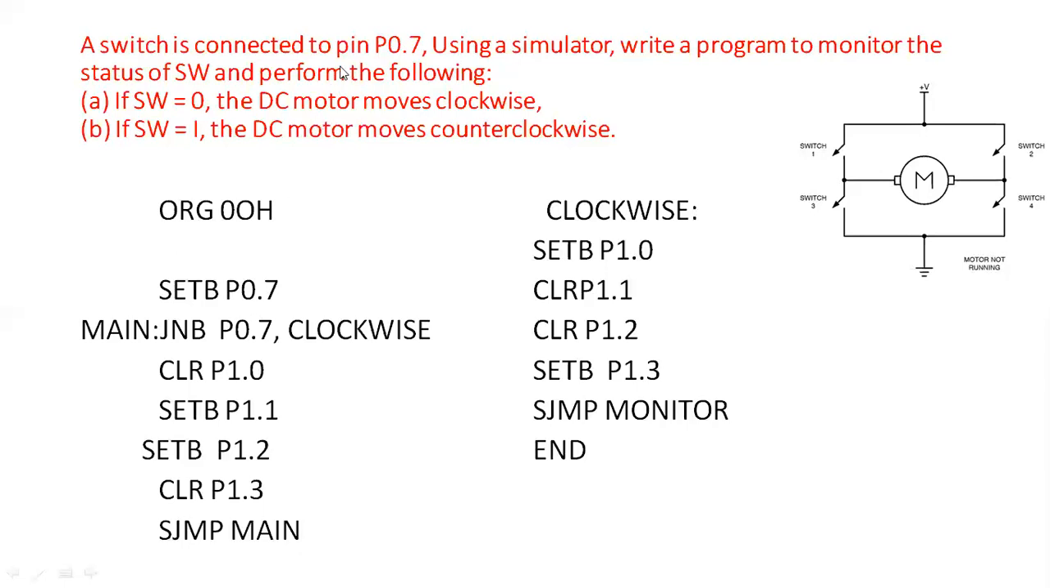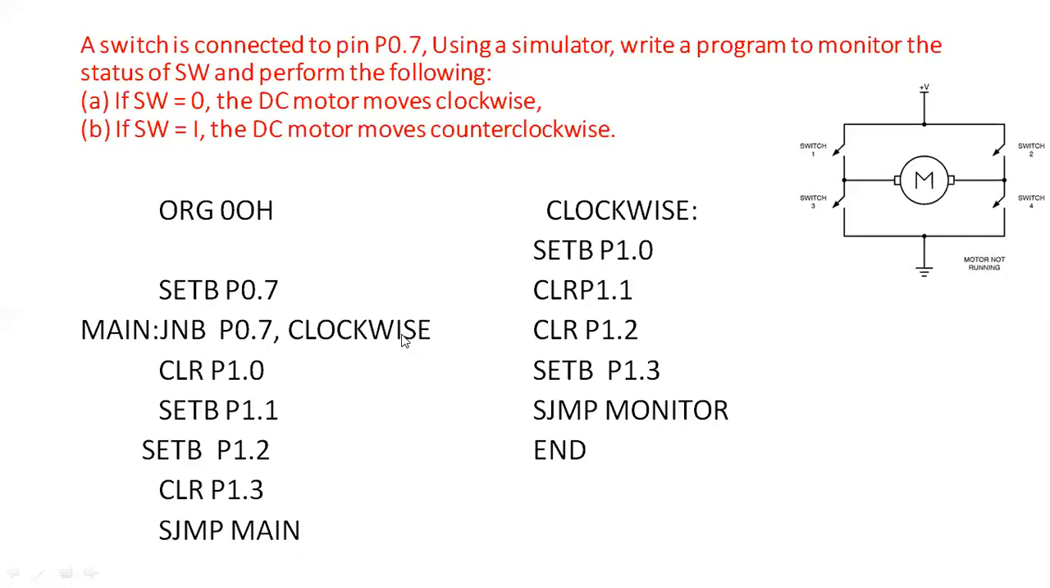Why is it SETB P0.7? It means that this pin P0.7 will act as the input pin. Okay, so I'm just setting the input pin. And JNB is an instruction. What is this JNB? Jump if no bit, P0.7. That means if P0.7 is 0, then it will go to the clockwise subroutine program.